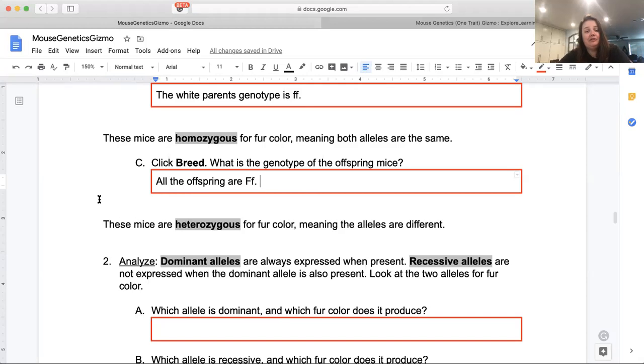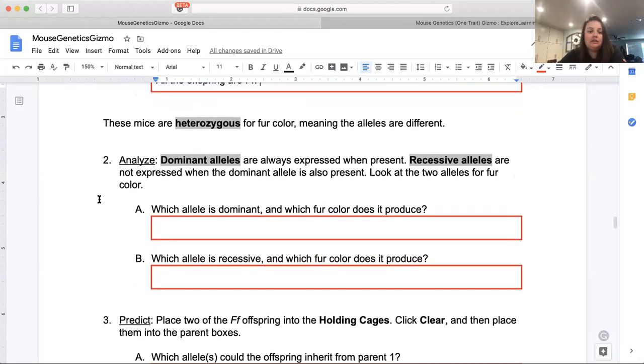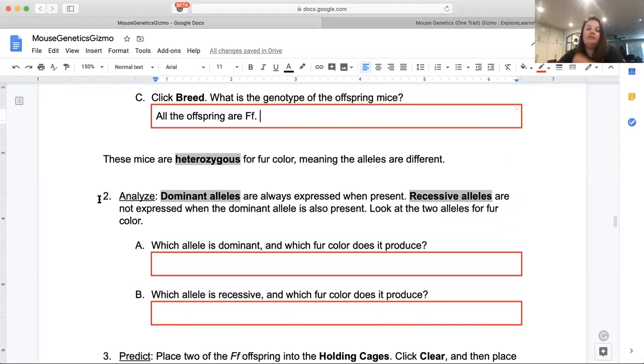Hetero means different. So they have one allele for black and one allele for white, but they are black. So it says analyze. Dominant alleles are always expressed when present. Recessive alleles are not expressed when the dominant allele is also present. Look at the two alleles for fur color. So we have capital F and lowercase f. Our black ones are capital F, and our white ones are lowercase f, lowercase f. Our offspring are capital and lowercase and are all black.